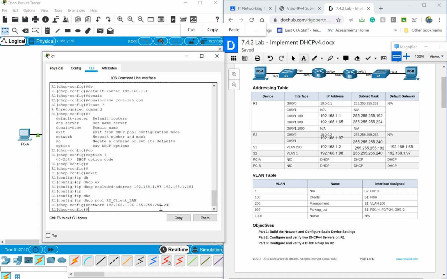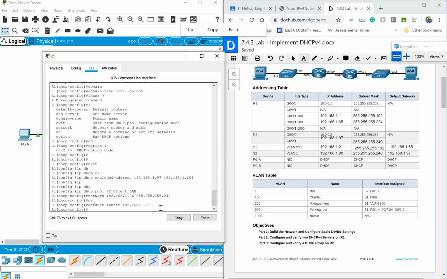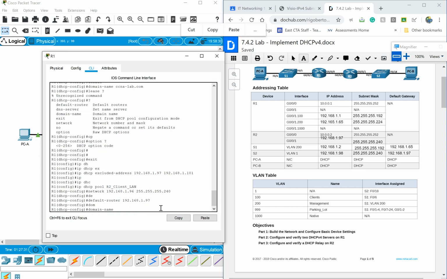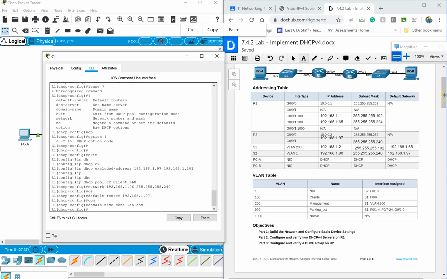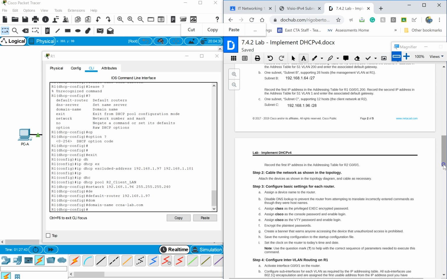Next, we're going to give it the default router. Default router is 192.168.1.97. The domain name is going to be ccna-lab.com. Enter. All right. That should set up our 2 DHCP servers, one for each LAN.